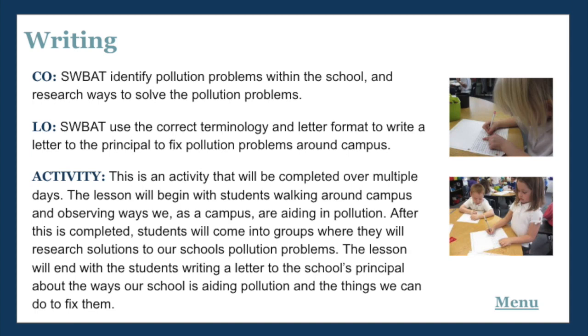So in this activity, it will be completed over a multitude of days. The lesson will begin with students walking around campus and observing ways we as a campus are aiding in pollution. After this is completed, students will come into groups where they research solutions to our school's pollution problems. The lesson will end with the students writing a letter to the school's principal about the ways our school is aiding in pollution and the things we can do to fix them.